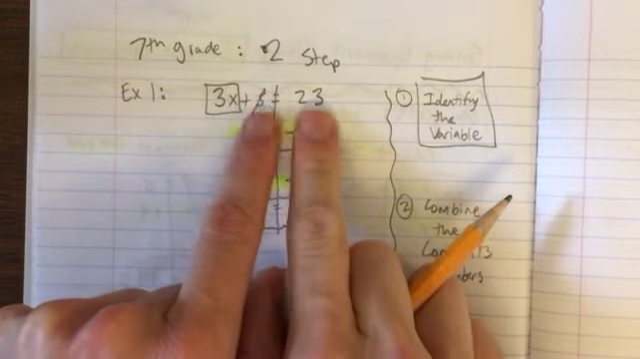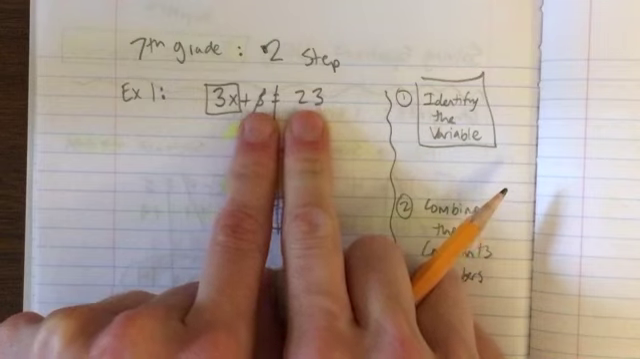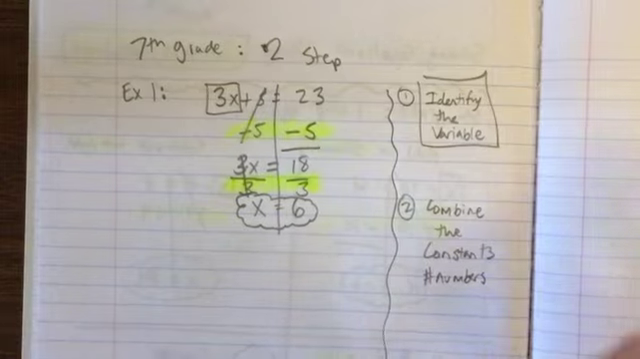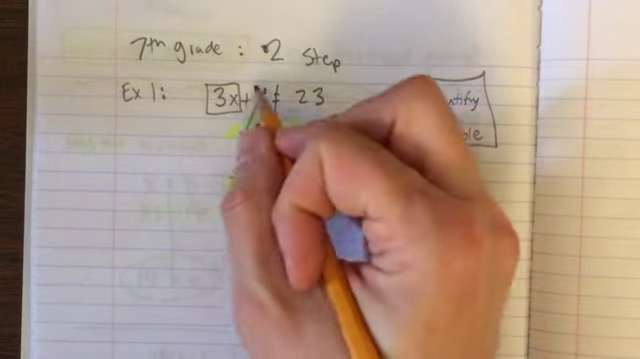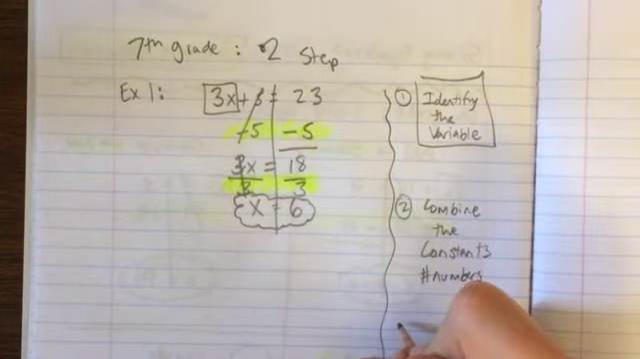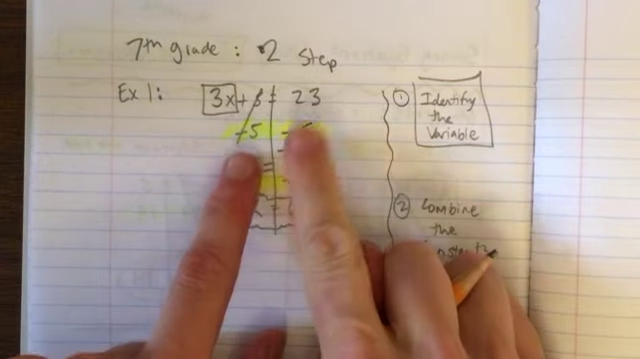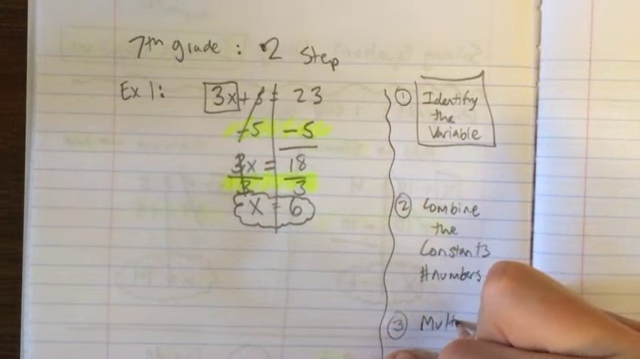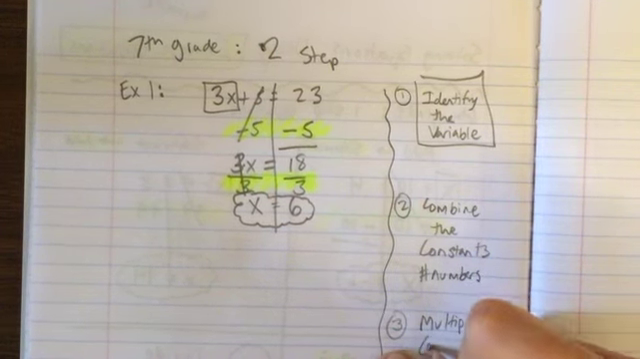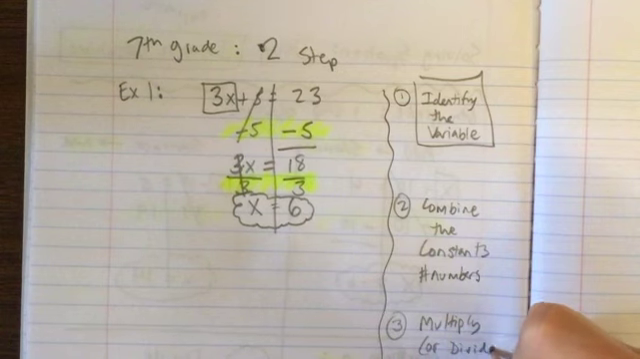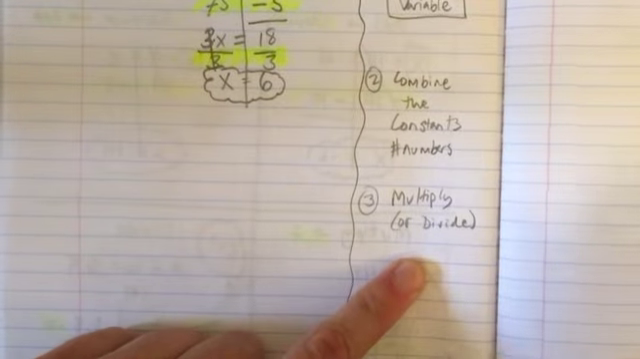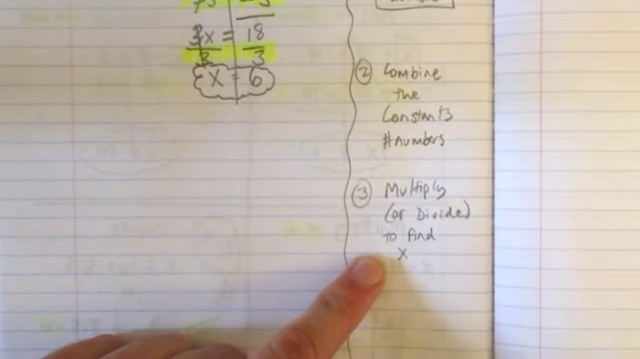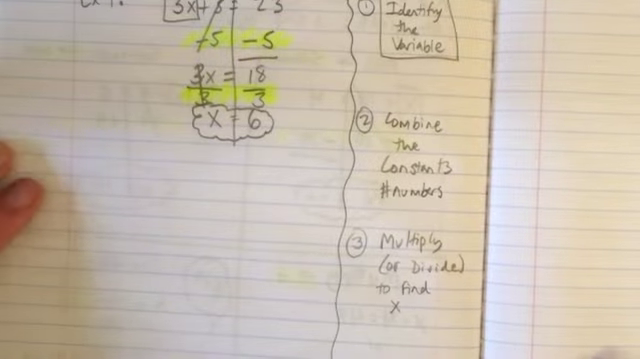So notice like 5 and 23 aren't attached to an x, so we just call those constants, right? They're just, we know what 5 means, we know what 23 means, it's always going to mean the same thing. But because they're similar, right, number and a number, we can combine them. Right? And that's where we're using our inverse operations. And then step 3 is just going to be to multiply, or sometimes you can divide. So I'll put that in parentheses. So multiply or divide to find x, or y, or whatever it is, right?